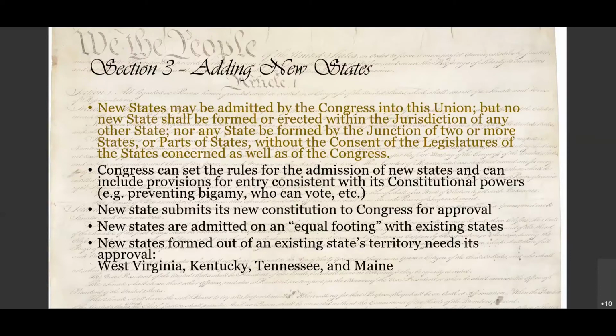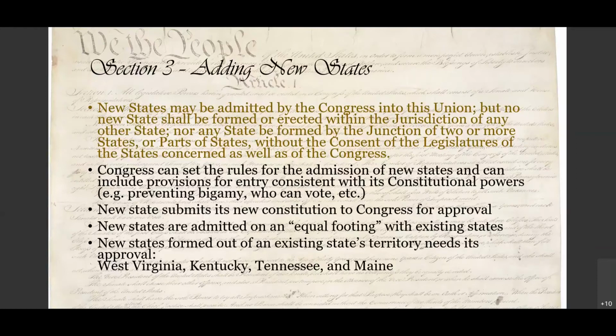So Congress can set the rules for admission of states and can include provisions for entry consistent with their constitutional powers, such as preventing bigamy or who can vote. So these are within the powers of Congress, and these are actual constraints that they've put on different states or territories who are applying to be states. And new states submit their new constitution to Congress for approval. So it has to be something that fits with our constitution and the Congress is willing to approve. And new states are admitted on an equal footing with existing states.